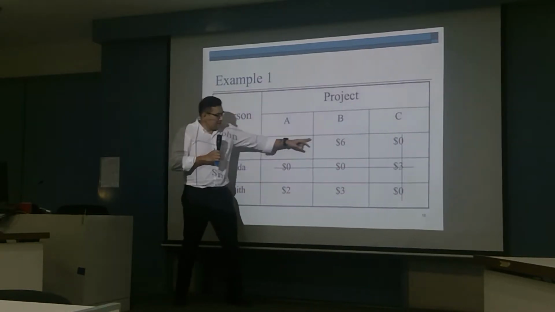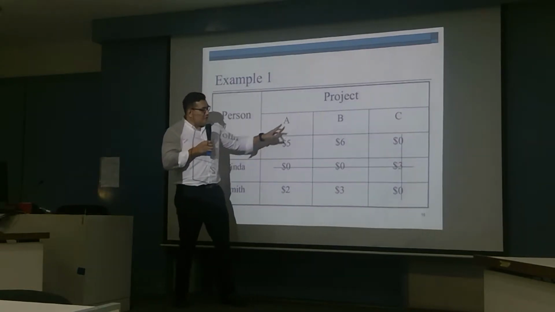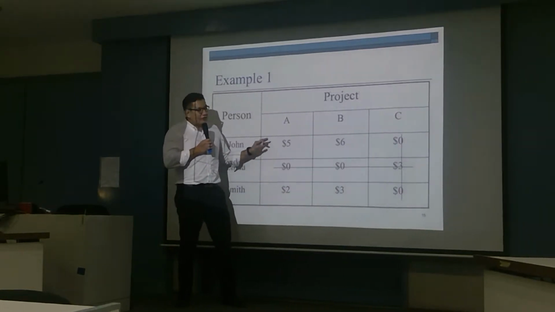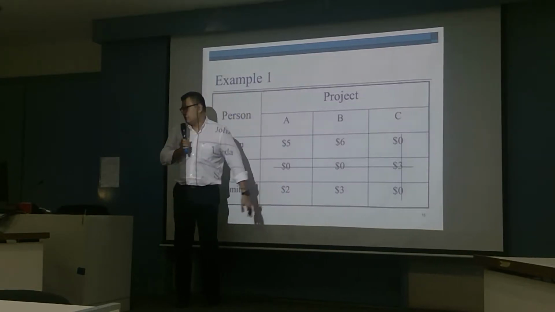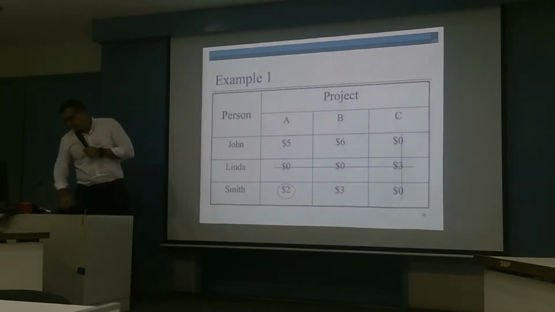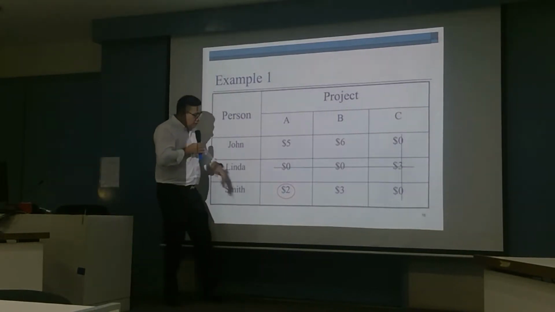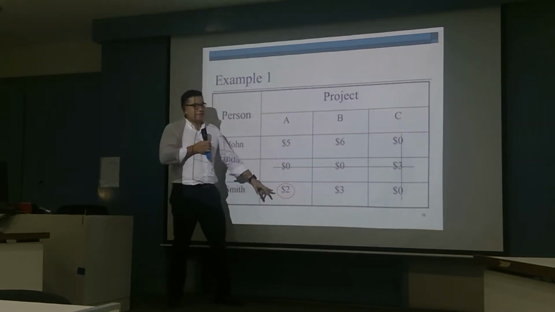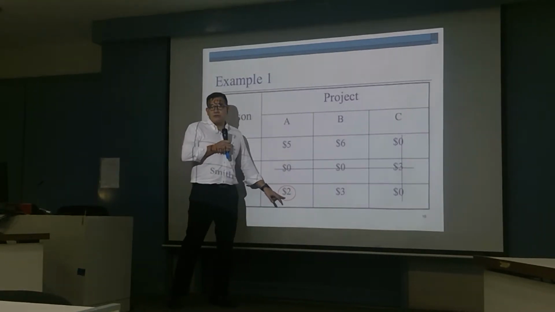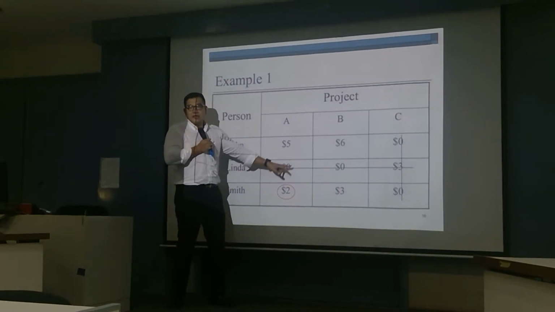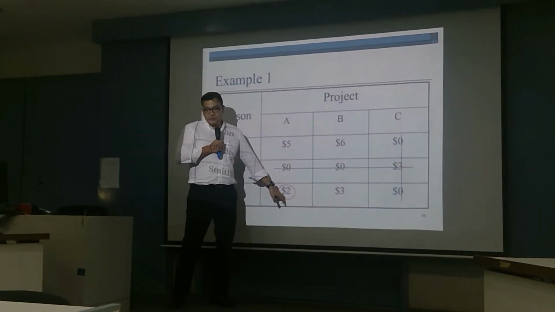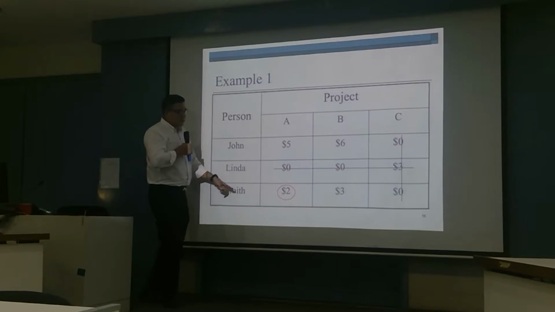In this case, we have 5, 6, 3, and 2. We look for the lowest value that is not covered by a line. That would be 2. This is the lowest value that has no line passing through it. The lowest one is 2. So we draw a circle around this number. So in this case, I draw a circle around 2.